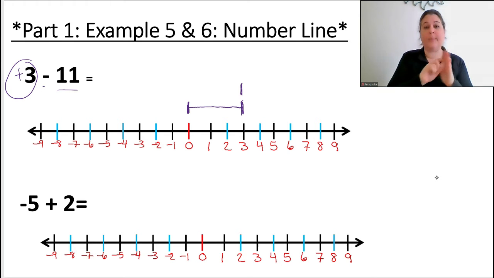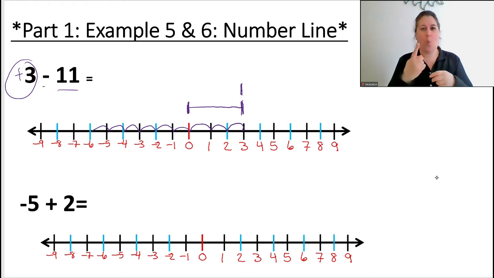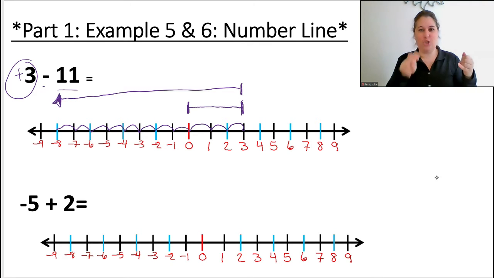So I'm just going to use my jumps to help me, because it's kind of hard to visualize and keep track of where I'm going if I'm doing it like this and trying to look at the numbers below. So I'm going to go 1, 2, 3, 4, 5, 6, 7, 8, 9, 10, 11. This is where I land. I'm just drawing the tip of the arrow, going down to negative 8.